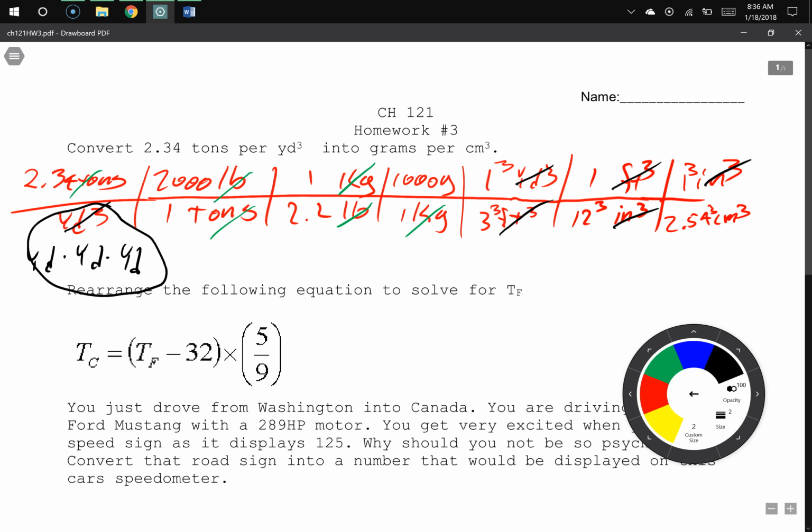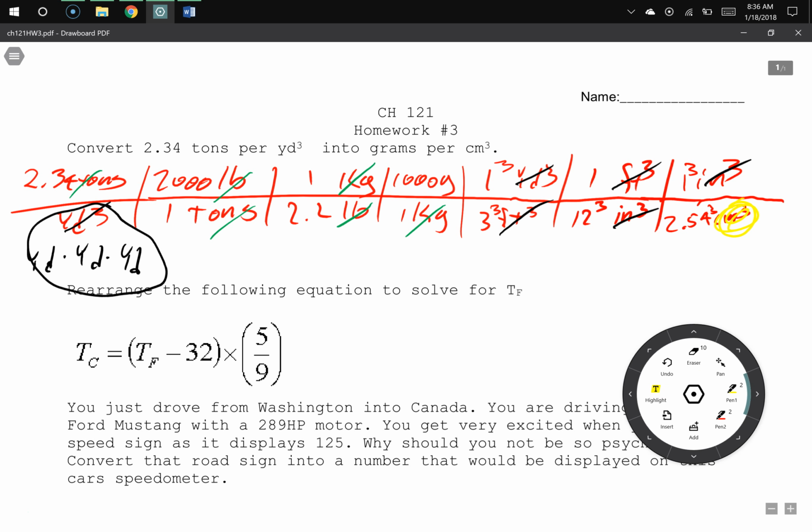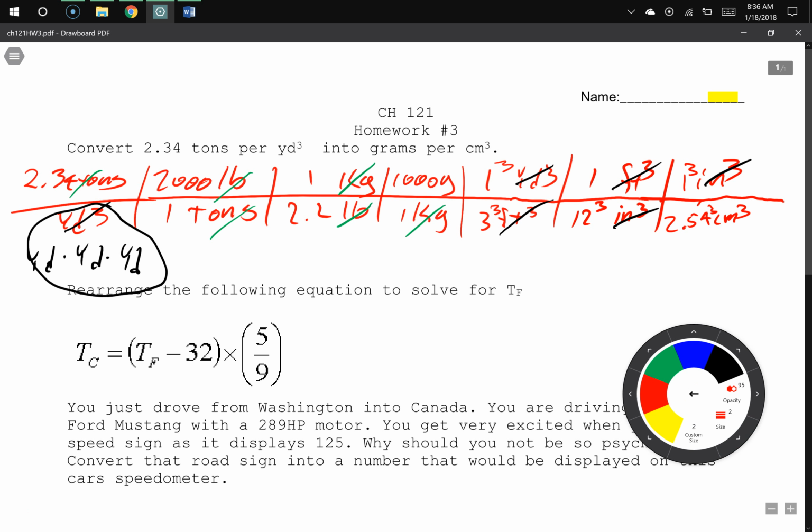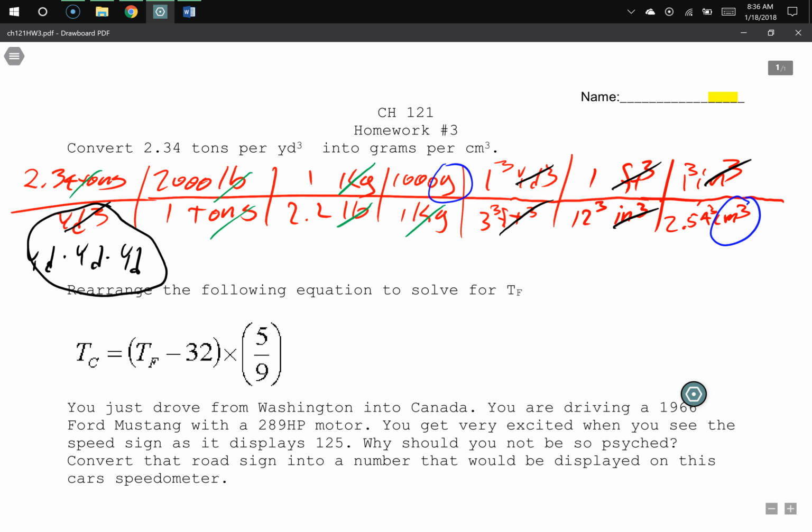And then all of my units are gone, except for the unit that I want, which would be, no, not that. Oh, that's weird. All right, well, that doesn't work out for me. Except for that centimeters cubed and that grams. So my railroad track is set up correctly. I just need to do the math to calculate out what it ends up being.